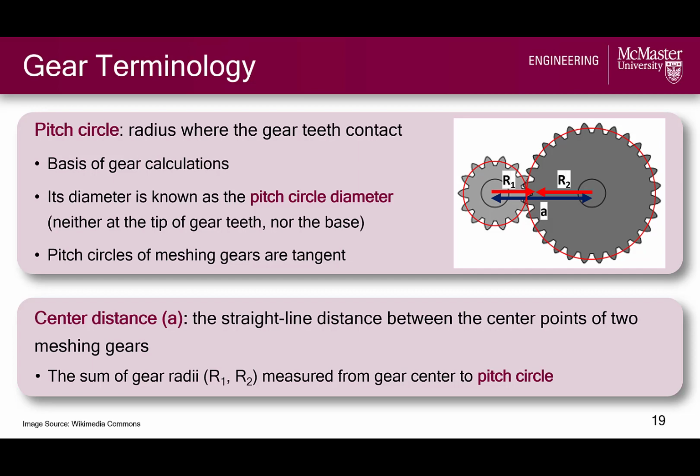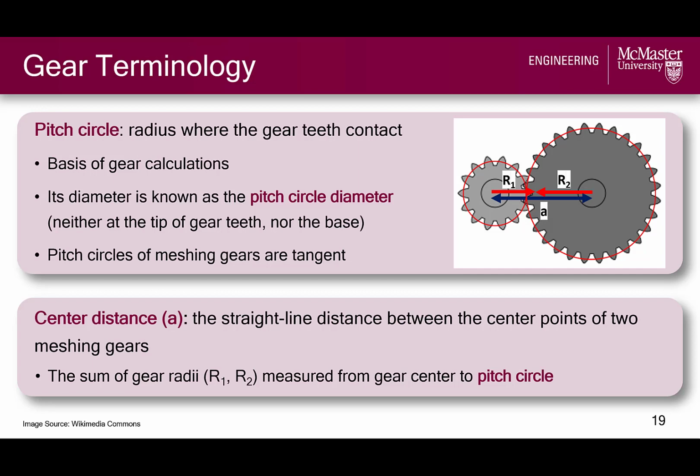One of the most important terms to remember when it comes to gears and gear design is the pitch circle, which is the radius where the gear teeth in a gear set contact tangentially, as shown by the red circles here. The corresponding diameters of these circles are called the pitch circle diameters, and it should be noted that these are neither at the tip nor the base of the gear teeth. Typically in gear design, we can represent simplified gears by drawing just their pitch circles with the knowledge that they must be tangential for meshed gears.